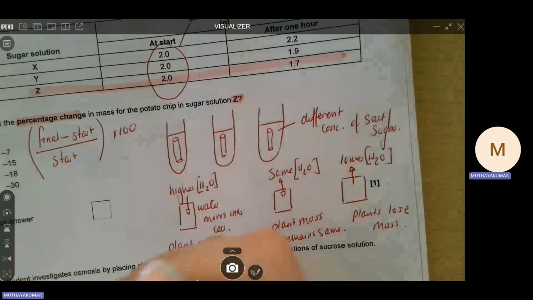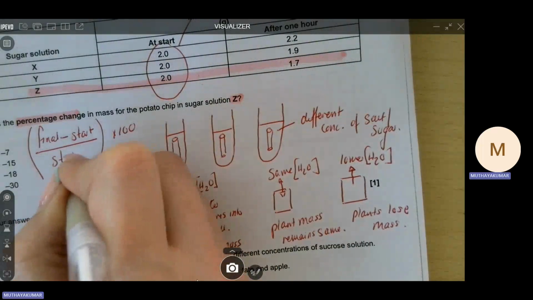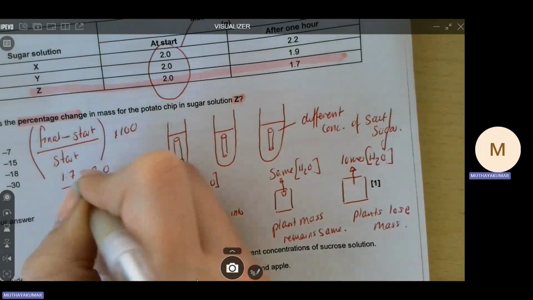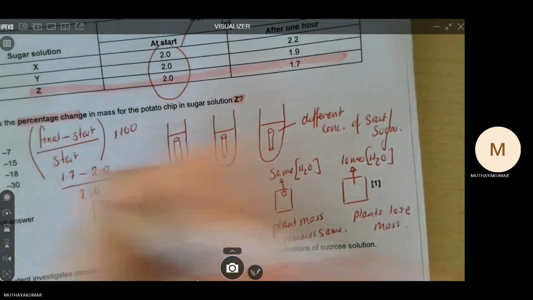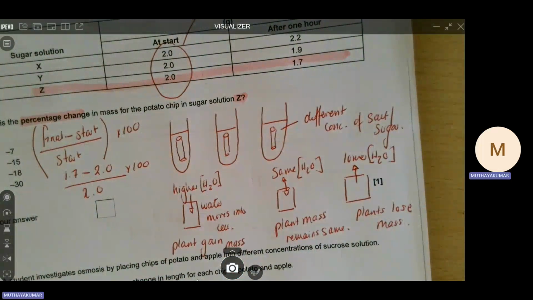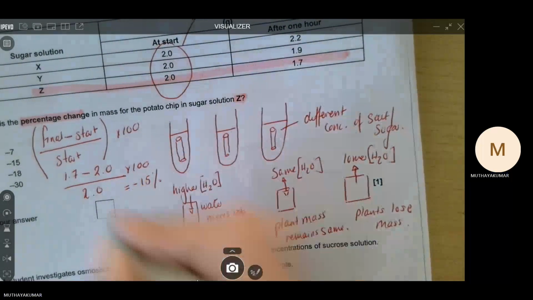Okay, so we're looking at these values here. All right, and so the answer, if you were to plug it in, so 1.7 minus 2 divided by 2 times 100. And if you put that into your calculator, you're going to get minus 15%. So it's B.